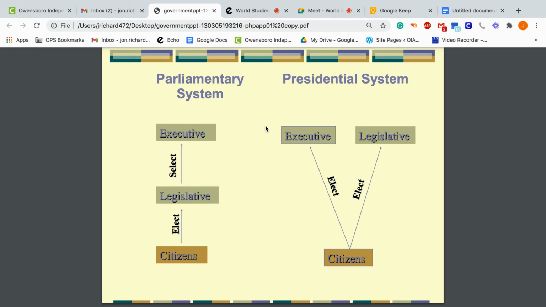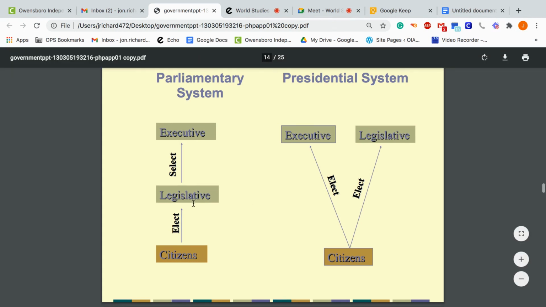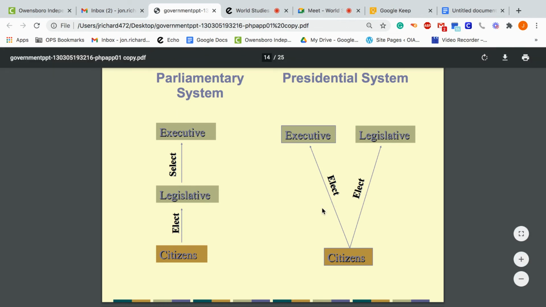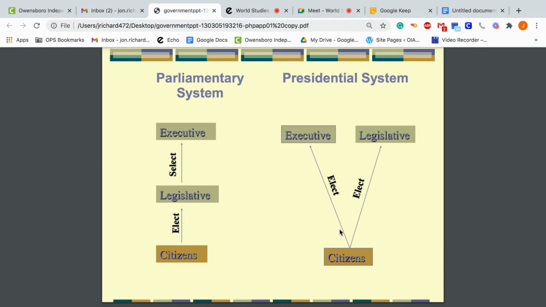Now, that makes for a very efficient government, okay? Because both the legislative branch and the executive branch are working together, because they're the same party, essentially. Whoever has a majority in the legislative has more majority in the executive. That's a benefit of the parliamentary system. Now, in a presidential system, the citizens elect both the executive and the legislative. Okay, so in those blanks, it'd be citizens elect executive, citizens elect legislative.